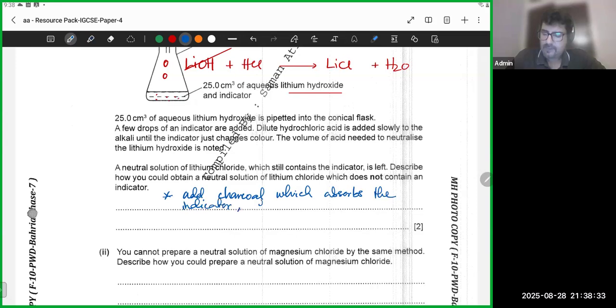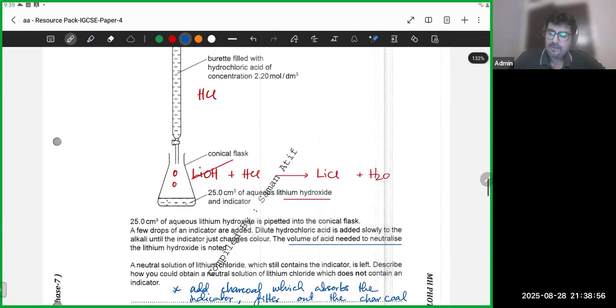And then what you do is you filter out the charcoal. That was the first thing. There was another thing which he's doing over here, which is that once you're done with the reaction and the indicator has told you that this is the right amount, I mean the indicator would change color and tell you this is the exact, let's say it's 21 or 20.1 cm3 of HCl that was poured in, and you noted down the volume, right?